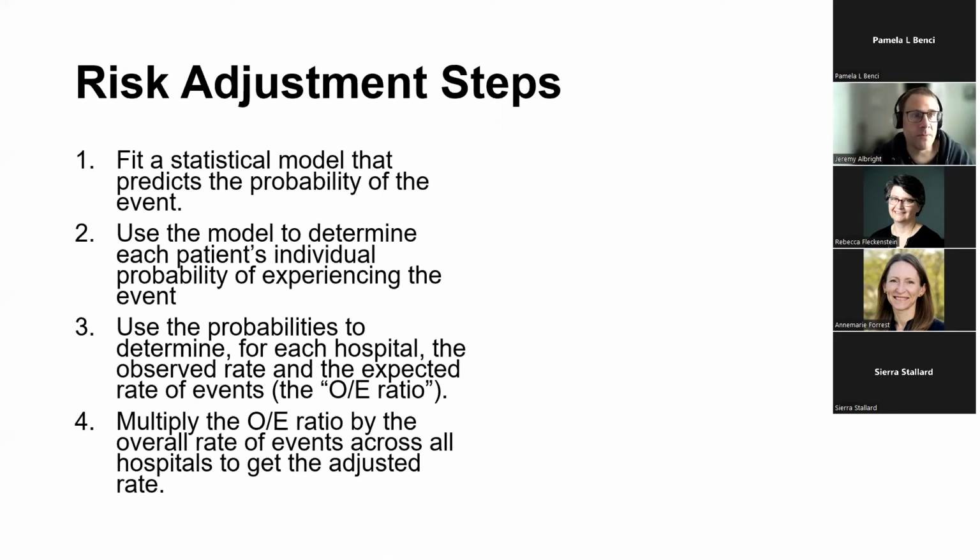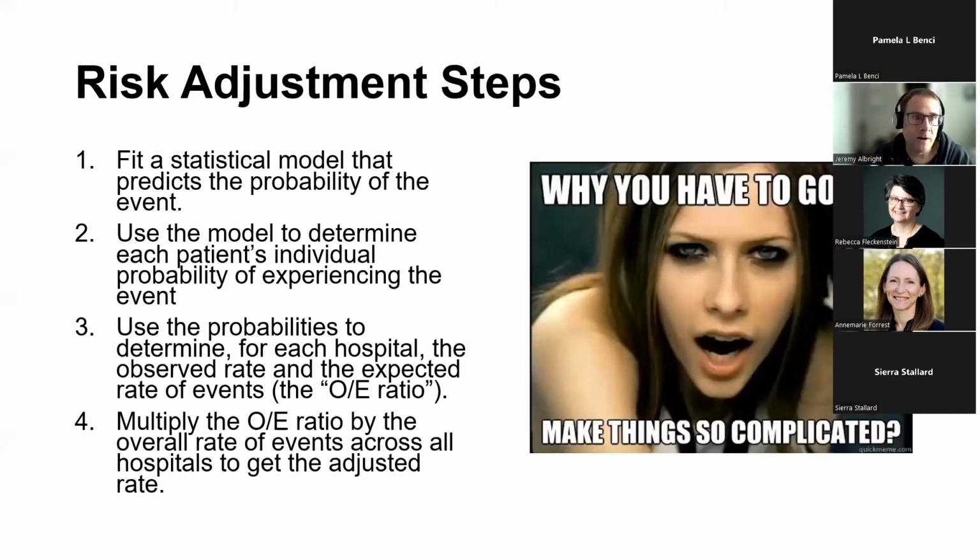And then the fourth step, when we want to get a risk-adjusted rate, so not the raw, observed rate, but a rate that takes into account the patient mix and the volume, we first calculate the overall rate across all hospitals and then simply multiply that by the OE ratio, and that gives us the adjusted rates.